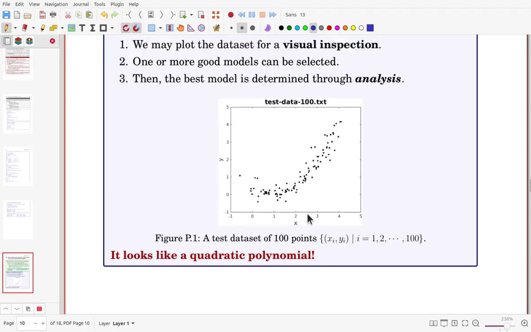Let's do a visual inspection. For this model, it looks like the best model is a quadratic polynomial. This side is a bit increasing, so it is not an exponential tendency, so a quadratic polynomial seems the best choice. Okay.